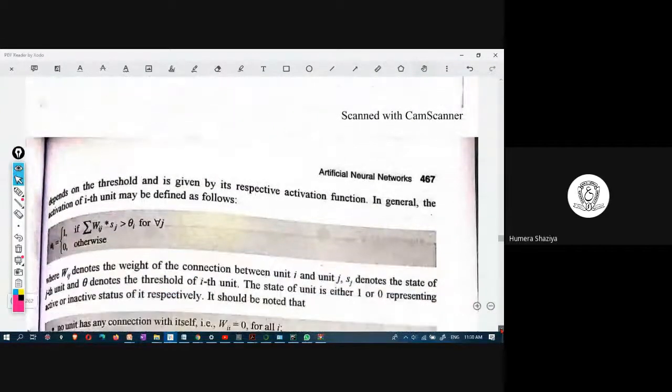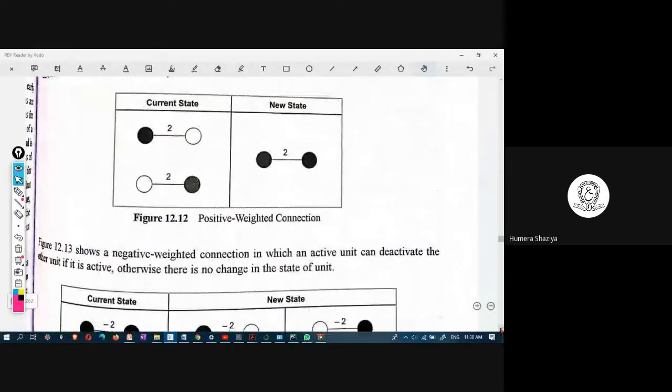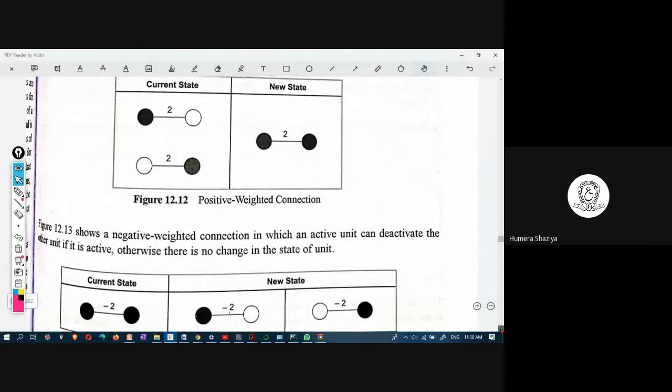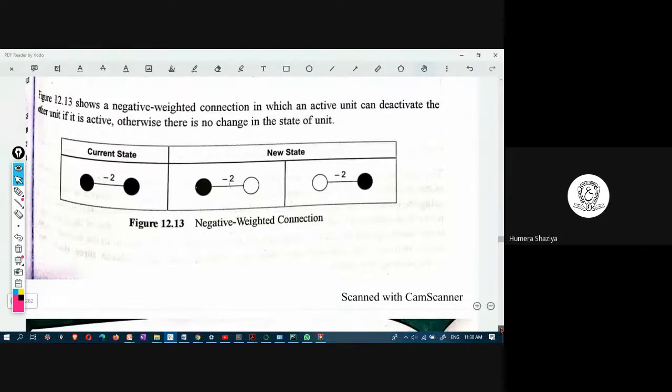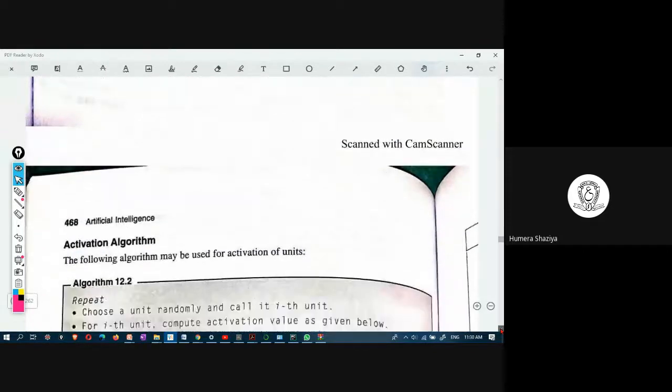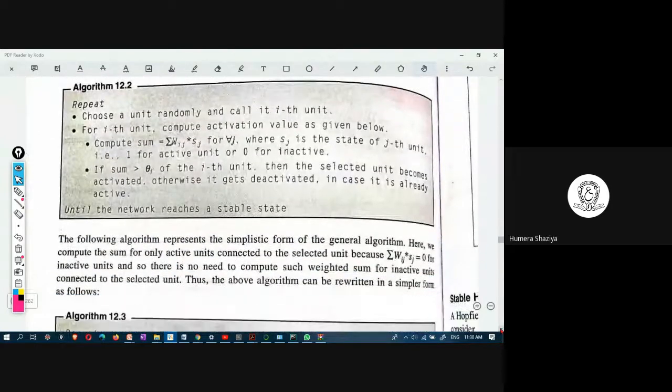The structure of the Hopfield network is like this. We have some nodes, they have some connections, and there is an activation algorithm. This activation algorithm chooses a unit randomly and calls it the ith unit. The ith unit computes the activation value. Activation value means what? Let us take an example.